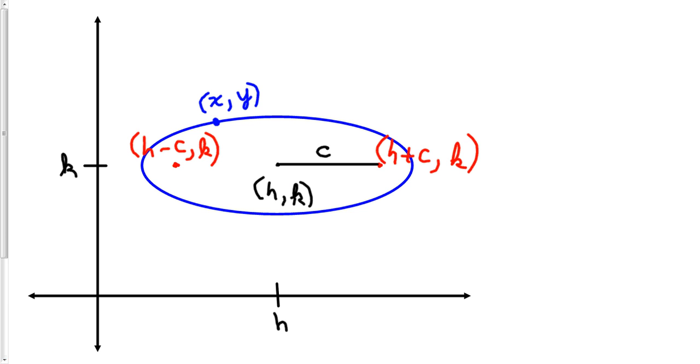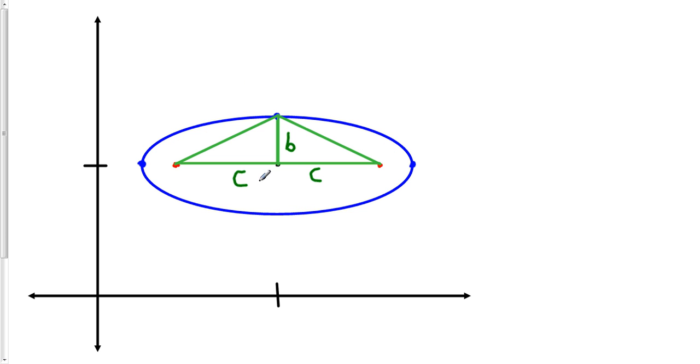All right, so let's see. There's a relationship actually between A, B, and C. This is the relationship between A, B, and C. Well, if you choose this vertice right here, remember by definition, the distance from any point on the ellipse to both foci, when you add it up, you have to get some constant. Let's see what that constant is.